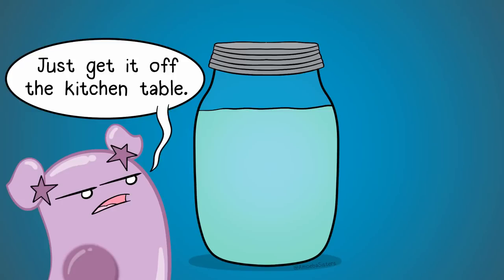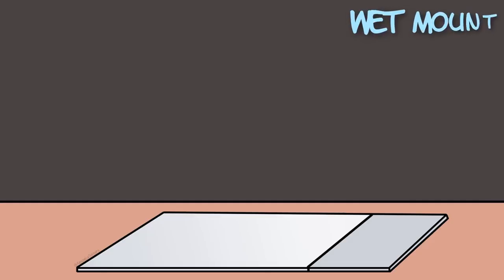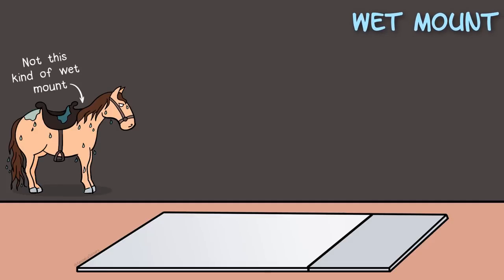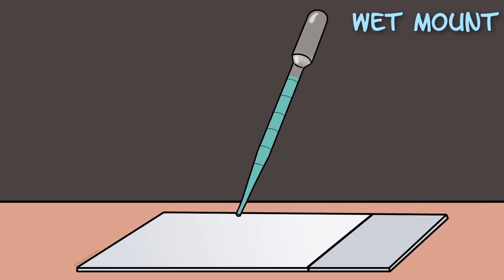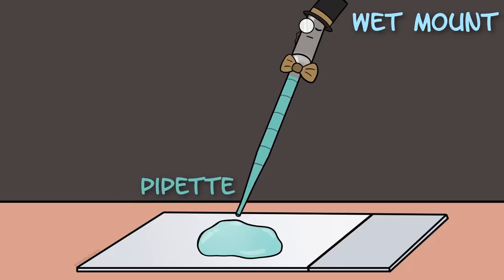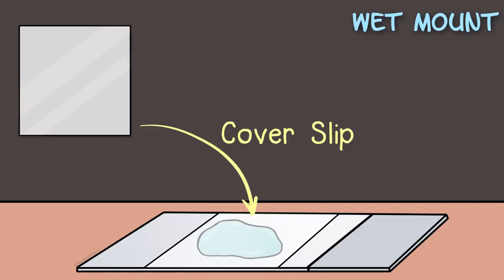So let's take a look at what's in this water sample here. I'm going to do something called a wet mount to prepare my microscope slide. I'm going to drop a drop or two of my water sample onto the slide using a disposable pipette. It's like a very fancy eyedropper, kind of. I'm going to put a cover slip on top.